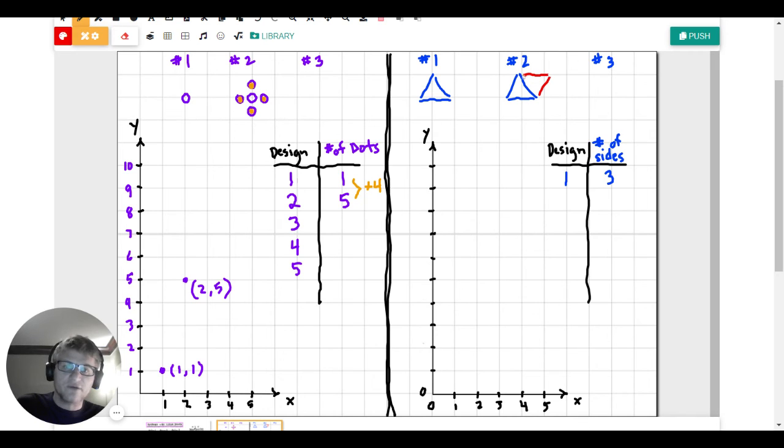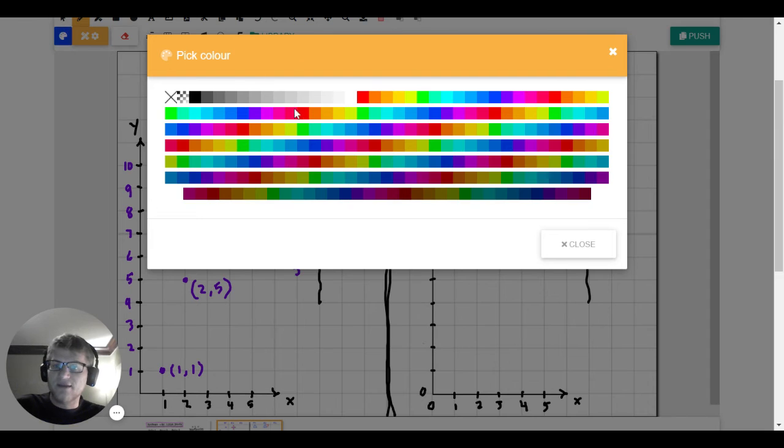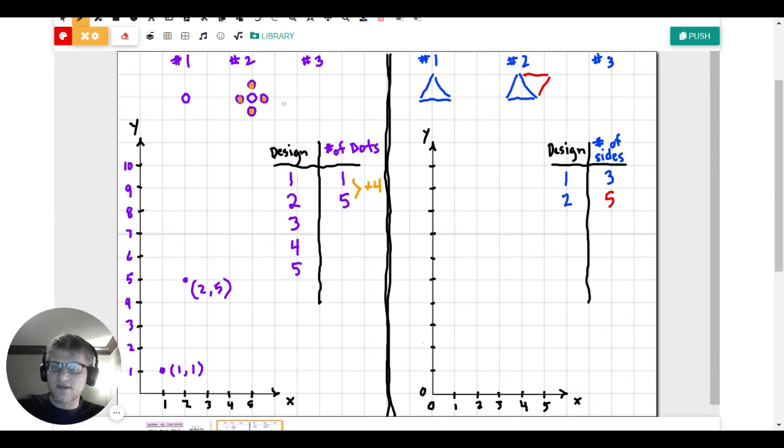So now I have 2 triangles, but I have 1, 2, 3, 4, 5 sides. So I'm going to say right here, the number of sides is 5, and my pattern number is 2. So for pattern 2, I have 5 right there. What's it going up by? In the first one, it was going up by 4, but that's a totally different thing. This one, I'm only adding those 2 sides. So this one is going to be going up by only 2.